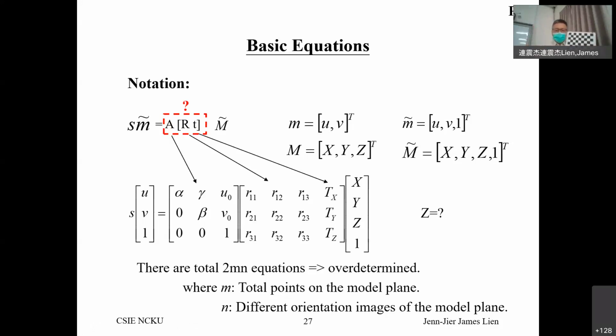So there will be 40 points here, and the corresponding 40 points here. So this is 3 by 4, and this will be 4 by 40. There are 40 points here. So this is not a vector, this is a matrix, and this is a matrix. Okay, so we keep going.